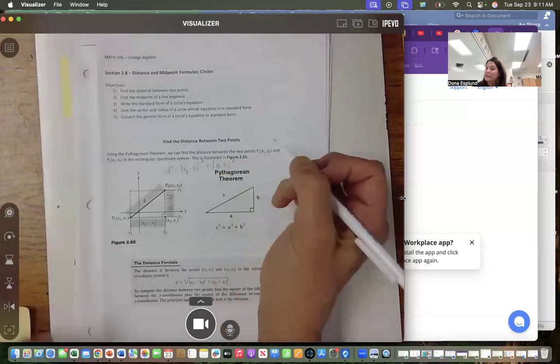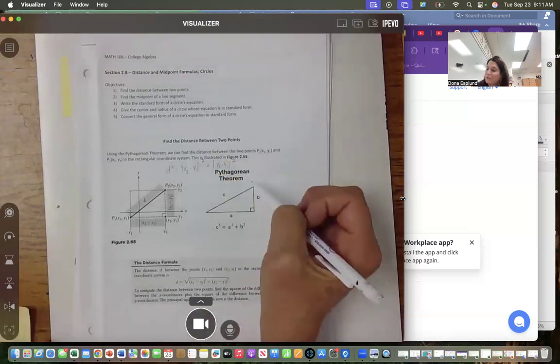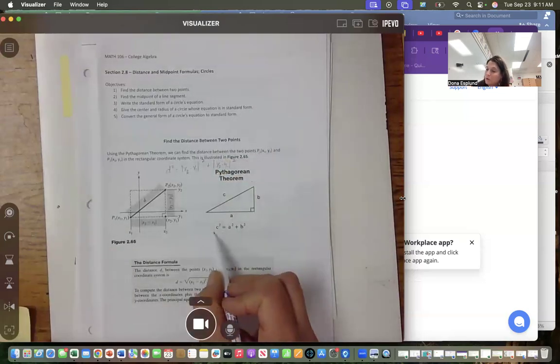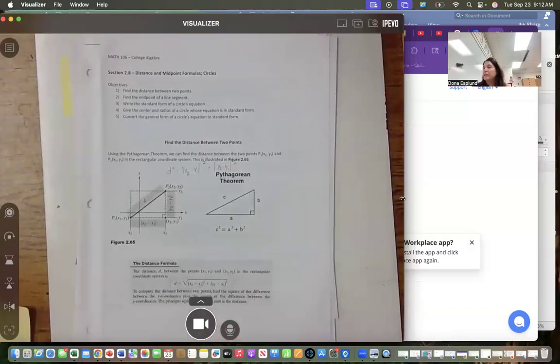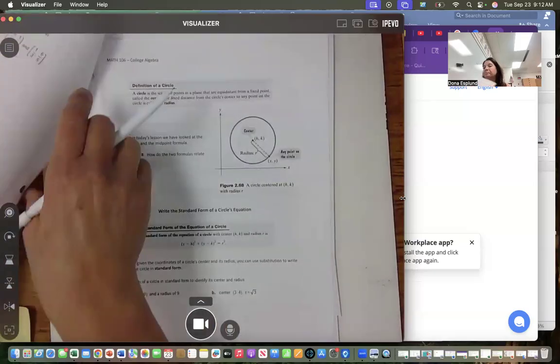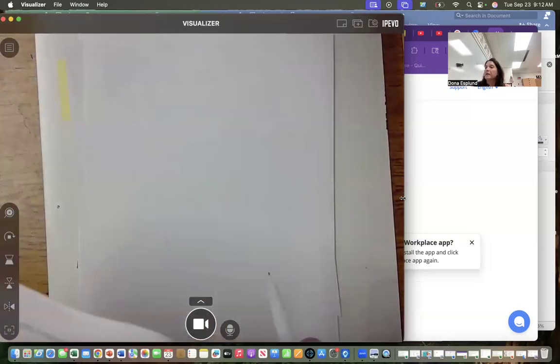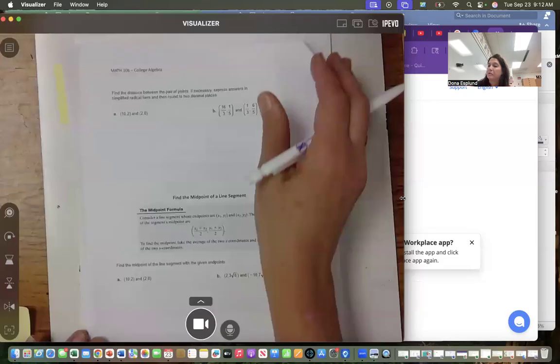So what they're saying is, by deriving from the Pythagorean theorem, which is simply a squared plus b squared equals c squared, the distance is going to equal the square root of the difference between the 2 points, each expression squared, and then the square root of that. So that's finding the distance between a couple of points. Here's a couple examples that we have.